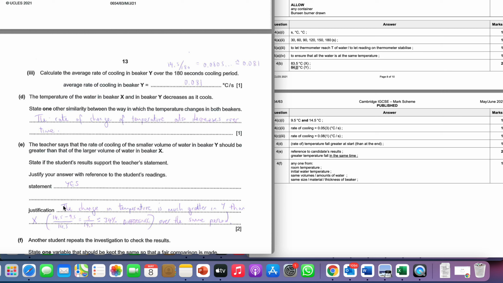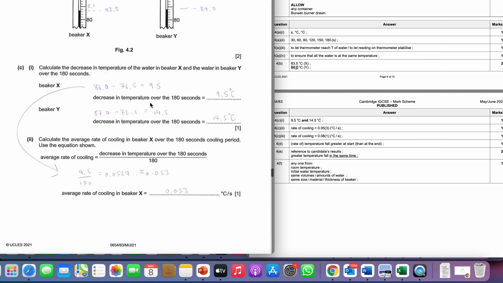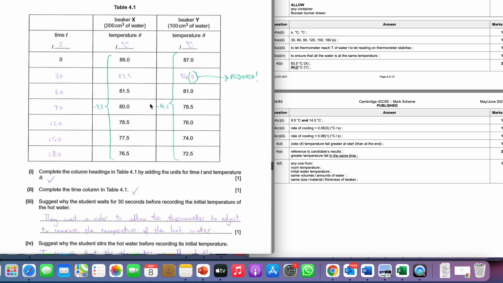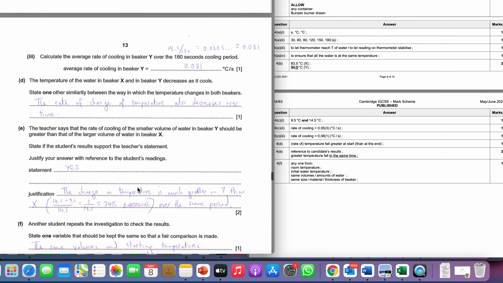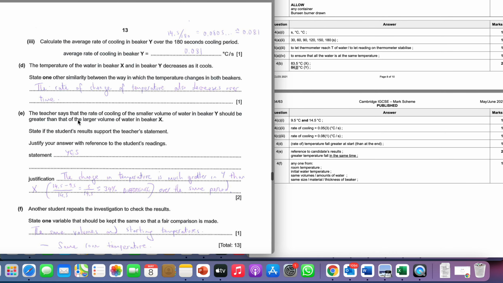Why? Well, if we look at beaker Y and compare that to beaker X in the same time frame, beaker Y has a change in temperature of 14.5 and beaker X has a change in temperature of 9.5. And so therefore beaker Y has a bigger change of temperature, and so it is going to have a greater rate of cooling. Why is that linked? Well, it's because we've looked at the same time frame.